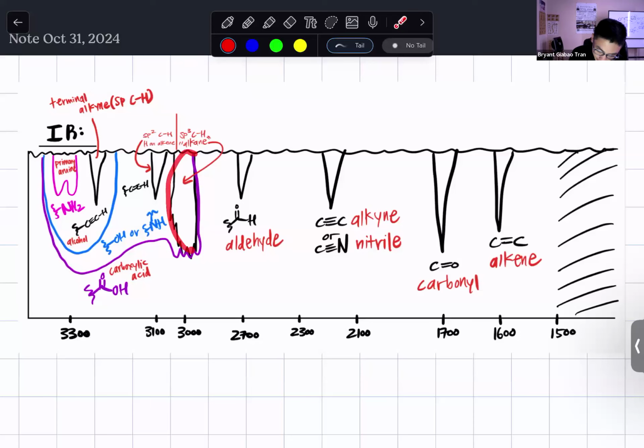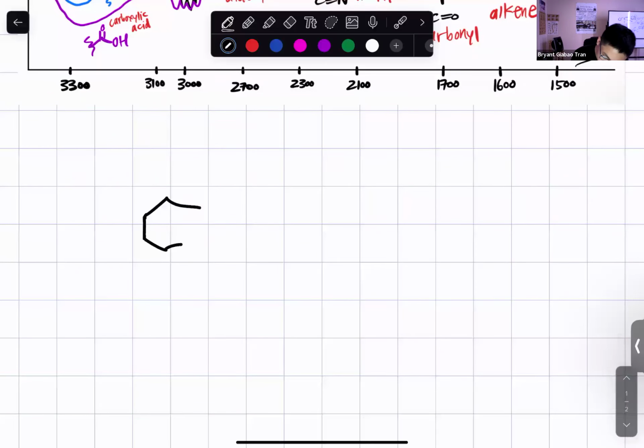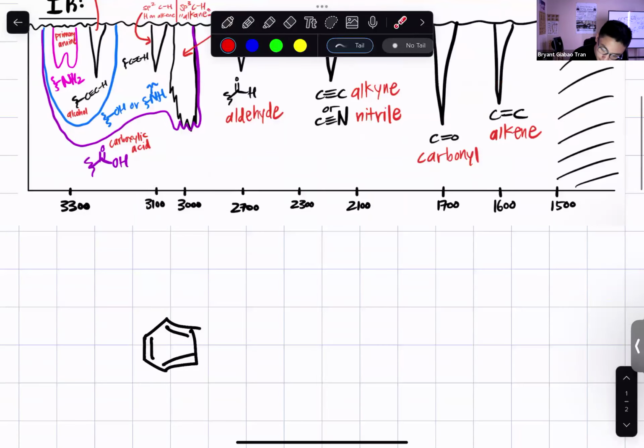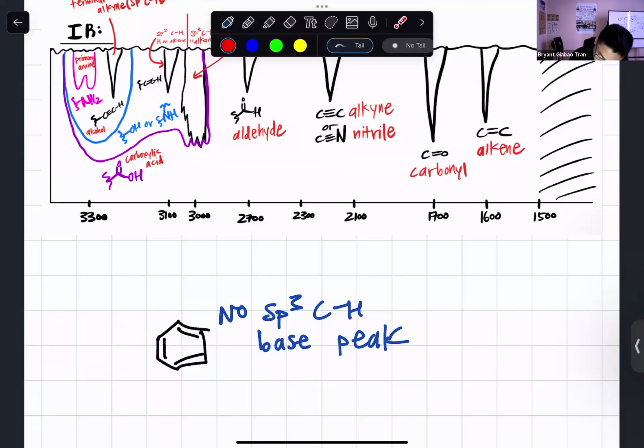The 3000 base peak is almost always there because we almost always have the sp3 carbon hydrogen. An exception would be just a regular benzene ring. A regular benzene ring will not have that sp3 carbon hydrogen base peak, because there's no sp3 carbon at all. All of these carbons are sp2 hybridized.